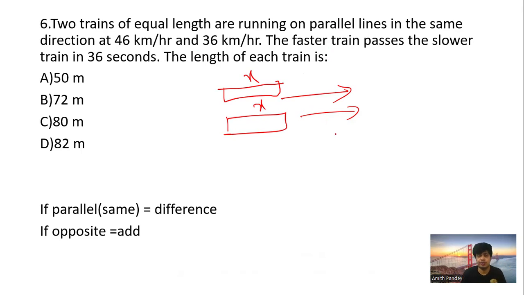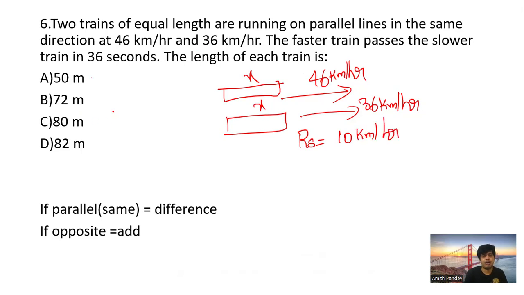Sorry, this next concept is in the same direction. Let's say the first one is 46 kilometers per hour and the second one is 36 kilometers per hour. So what would be the relative speed in that case? Relative speed will be 46 minus 36, that is 10 kilometers per hour. If you observe here, all the options are in meters. So what I need to do is 10 into 5 by 18, that is 25 by 9 meters per second. Till here it's clear, I guess.